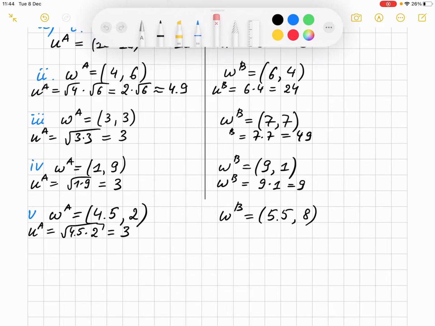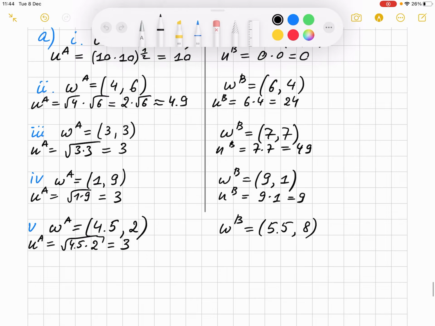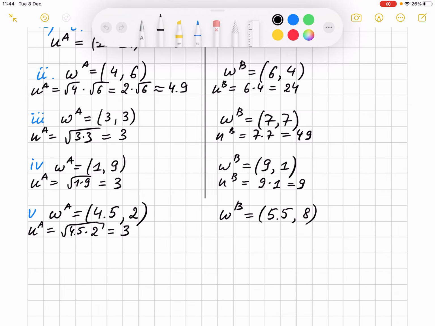Sorry, I just noticed here it should be utility. Okay, and then for agent B again we substitute, and so it's 5.5 times 8 will be 44.